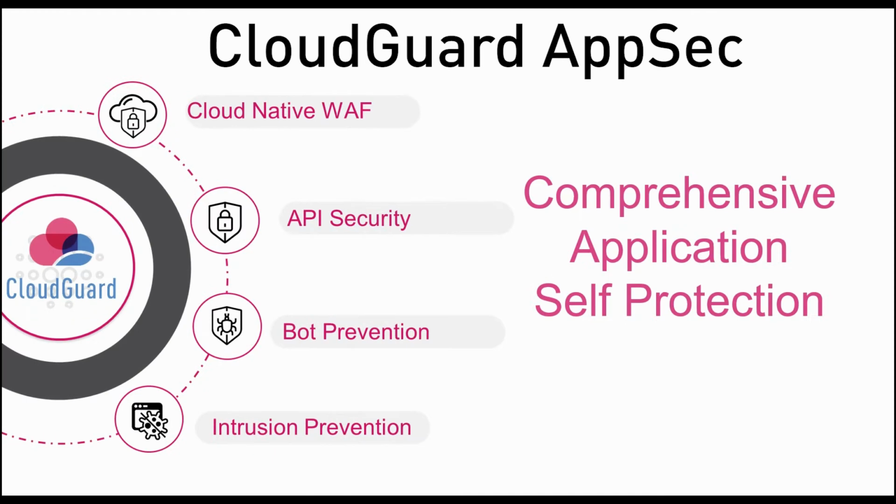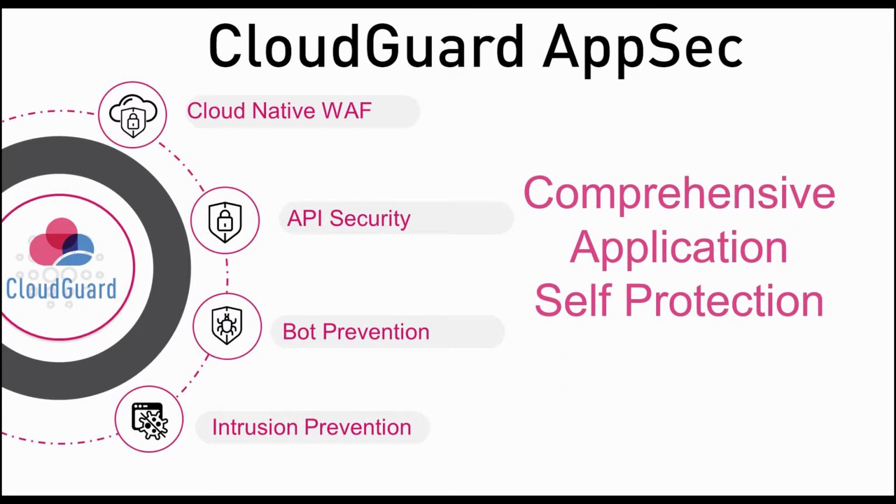CloudGuard AppSec provides a cloud-native WAF with API security, bot prevention, and intrusion prevention. Traditionally, users of WAF solutions had to constantly tune signatures and manage massive amounts of false positives. This led to longer deployment cycles and trading off security by just turning off protection.